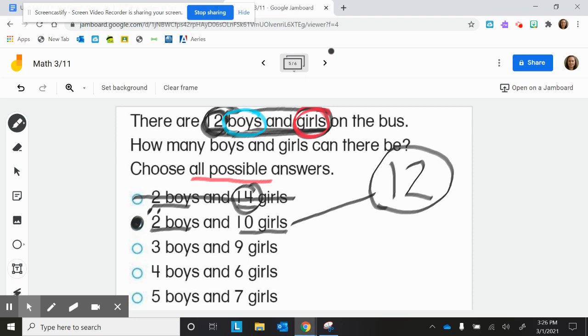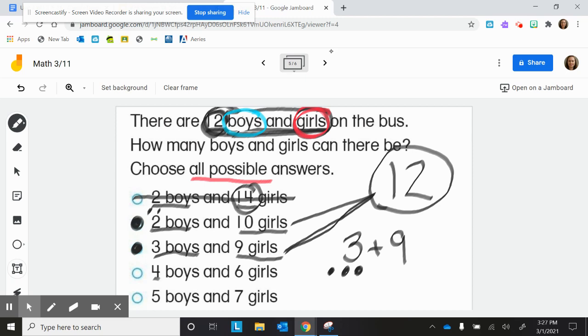This one says 3 boys and 9 girls. Well, if I have 3 boys and 9 girls, how much does that make? Let's put 3 plus 9 over here. Let's tap ourselves with 9 and count on the 3. 9, 10, 11, 12. Oh, so that one also gets us to 12. That's another possible option we have.